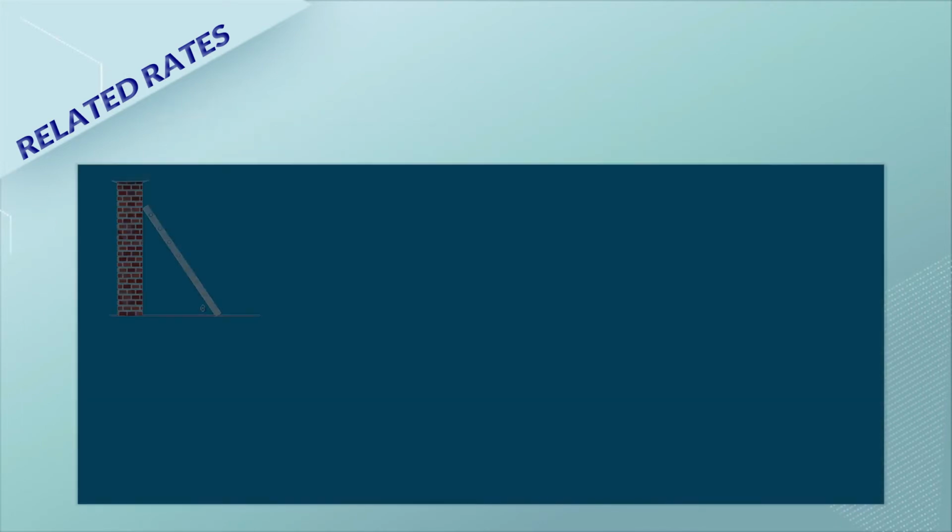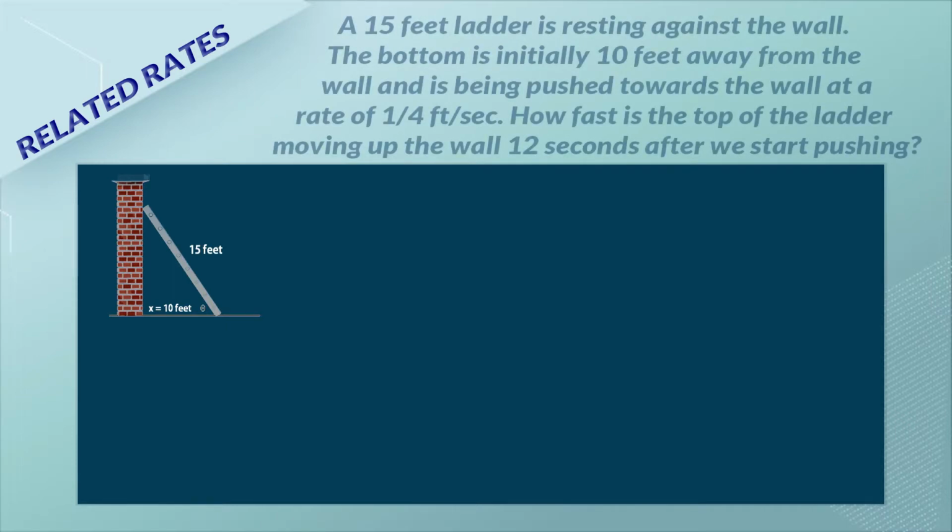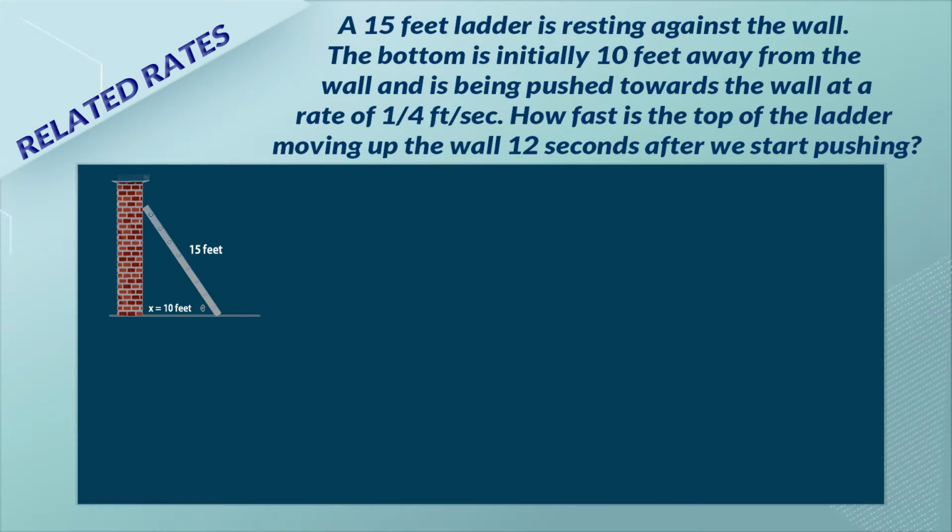We are given a time of 12 seconds, x equals 10, the length of the ladder 15 feet, which is the hypotenuse, and the derivative of x with respect to time, which is negative 1/4 feet per second. From this, we can also infer that y of t is the square root of 15 squared minus x squared. We must find the derivative of y with respect to time, which is after 12 seconds.